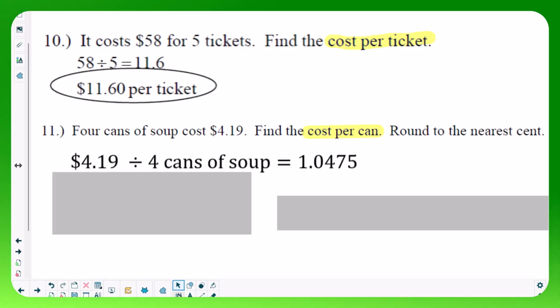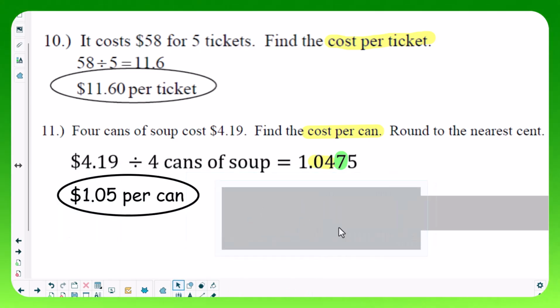Now we need to round to the nearest cent. So currently we have 4 cents, but that is immediately followed by a 7. We need to round the 4 cents up by 1 cent. We end up getting $1.05 per can.